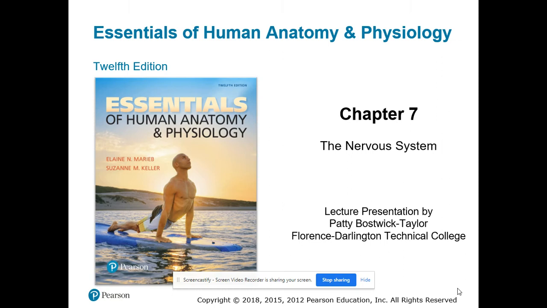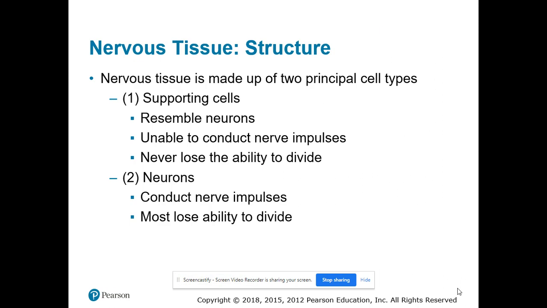Hey everyone, today we're going to continue on with the nervous system. And today is going to be mostly a lecture kind of day, so there's not going to be any Schoology assignment. And we're going to focus a lot on nervous tissue and the structure. So to begin, nervous tissue is made up of two types of cells.